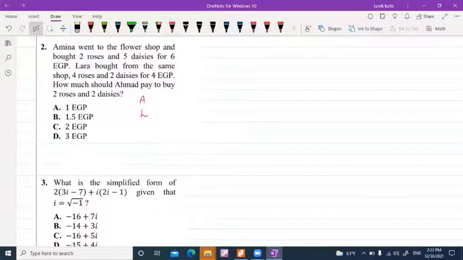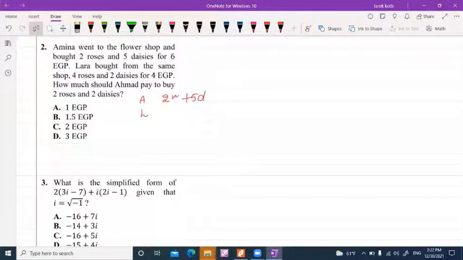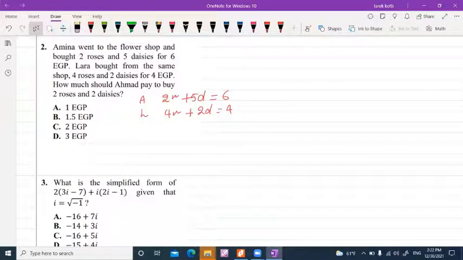Amina bought 2 roses and 5 daisies. 2 roses plus 5 daisies equals 6 Egyptian pounds. Lara from the same shop bought 4 roses and 2 daisies for 4 Egyptian pounds. This is a system of equations. If you solve the system, you can get the values of R and D, which are the prices of the roses and the daisies, so that you can get how much Ahmed pays.